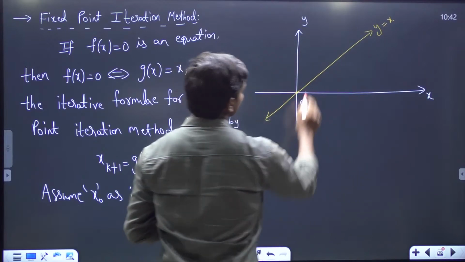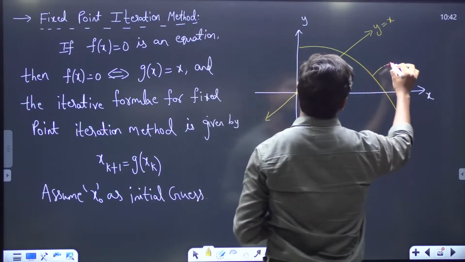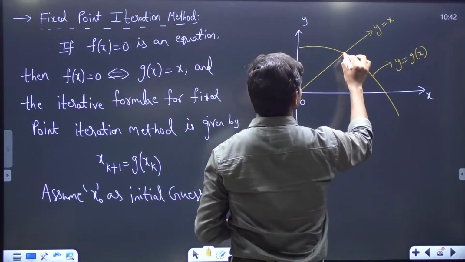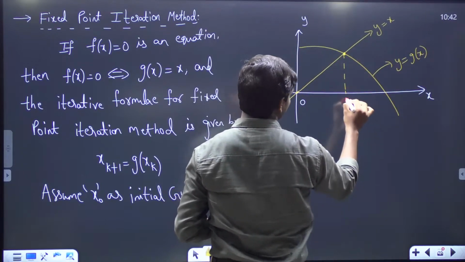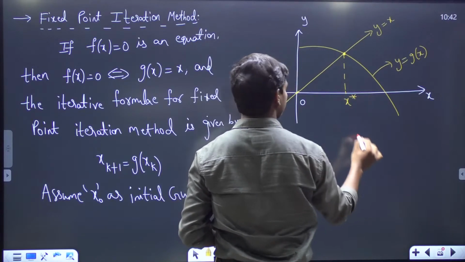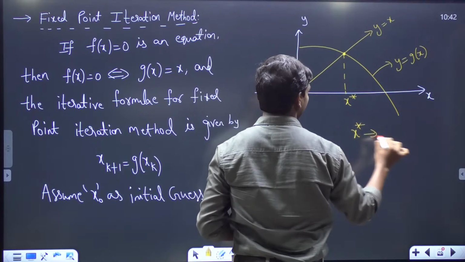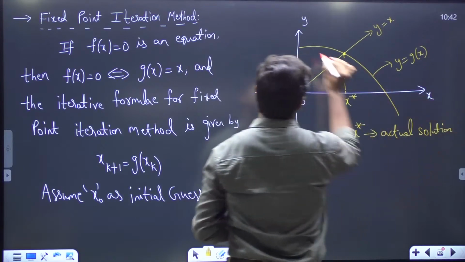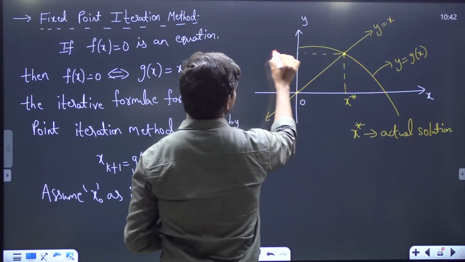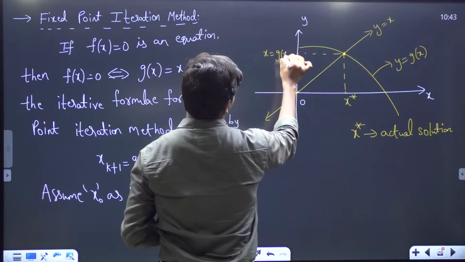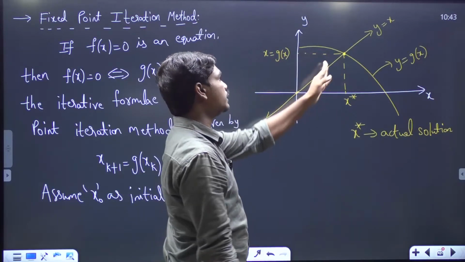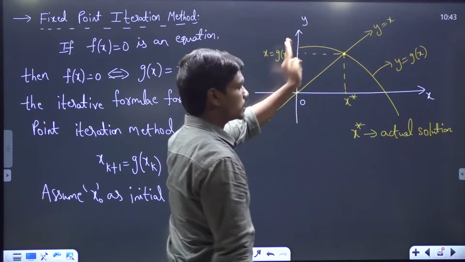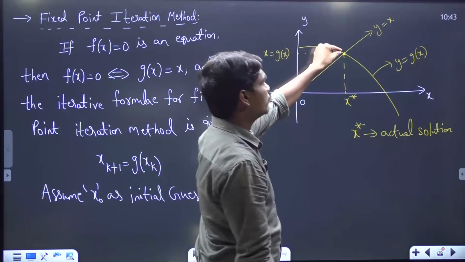Now let us suppose there is some curve, something like this, y is equal to G of x, some random curve. I am just drawing one, and this is the point of intersection where x and G of x values are the same, correct? So this is x star, the actual solution of the equation. This is the point where x is equal to G of x, because on this line, y is equal to x. So if you equate both the y's, you have x is equal to G of x at this value. And this is x star, the actual solution where these are meeting.